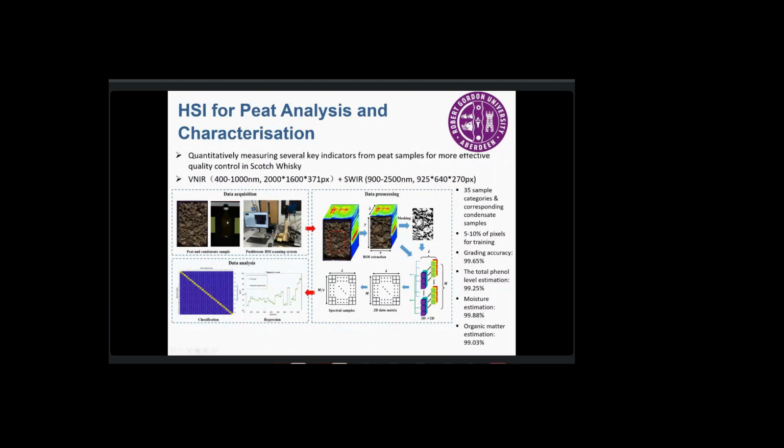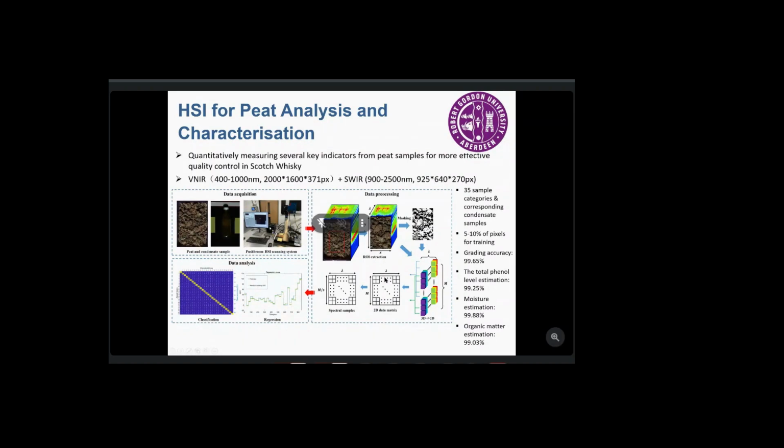We also have the condensate sample, that's the burnt liquid. So you burn the peat, they collect the smoke, and then put it in the water there. The water contains what we call the condensate sample. Then we try to measure the phenol concentration using the peat itself and the condensate. Then you can see that's the real system from the Hyspex system. You can see the VNIR is about 400 to 1000, and the SWIR system is 900 to 2500. That's the number of the bands. That's the spatial resolution there.